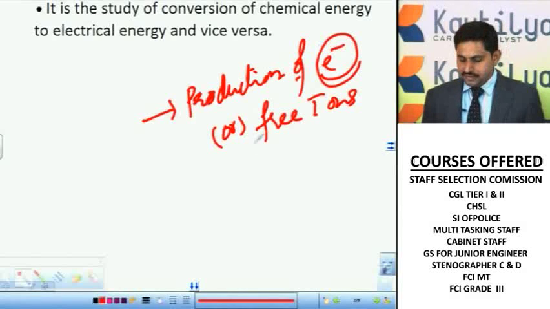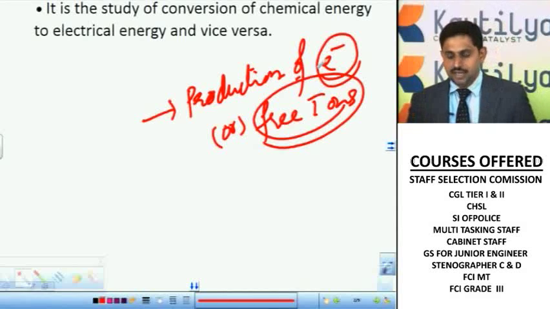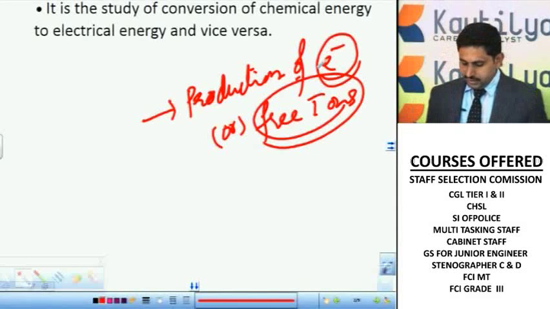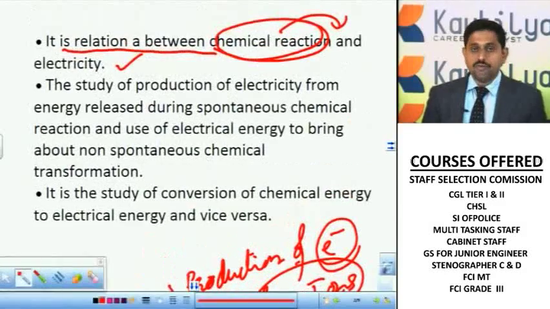Or if it consists of free ions, whether positive ions or negative ions, we can consider that electricity is being produced. There is a conduction of electricity. Remember, if you conduct electricity, there must be a production of either electrons or free ions.